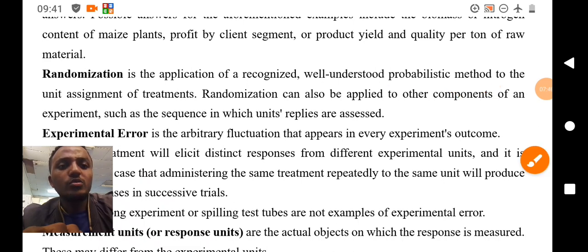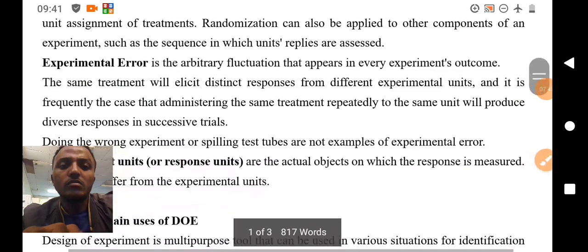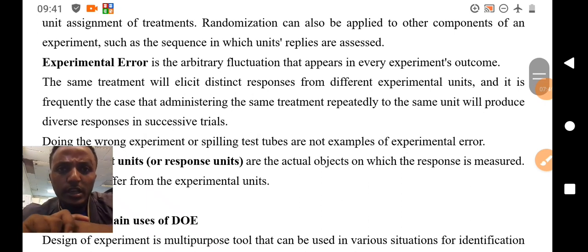Here, related to randomization and experiments, experimental error.